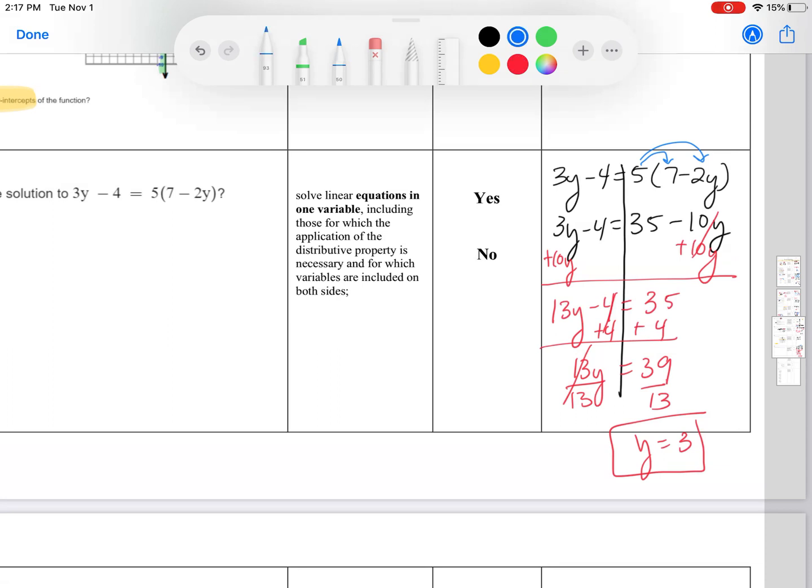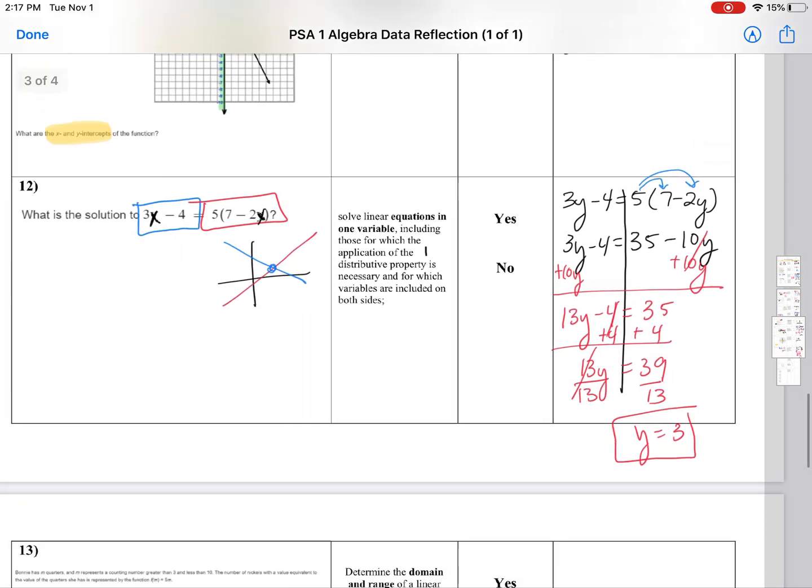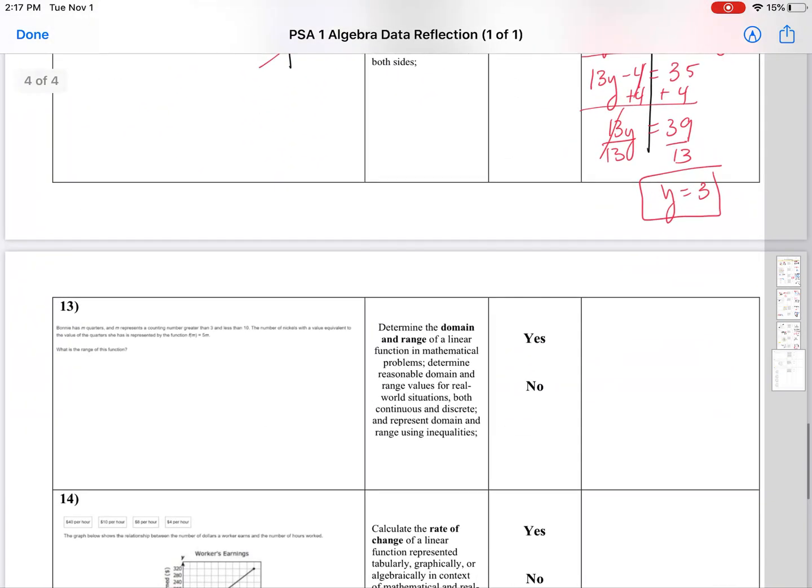Just like we said before, you could also check it in Desmos. Plug in the left, but use the letter x. Plug in the right, but use the letter x. And figure out where those two lines would cross. Okay, that's the other method that you could have used to solve 12.